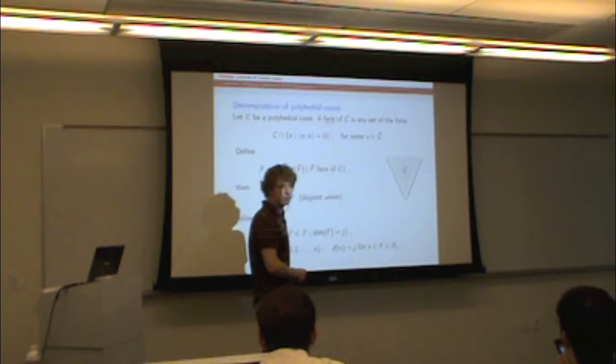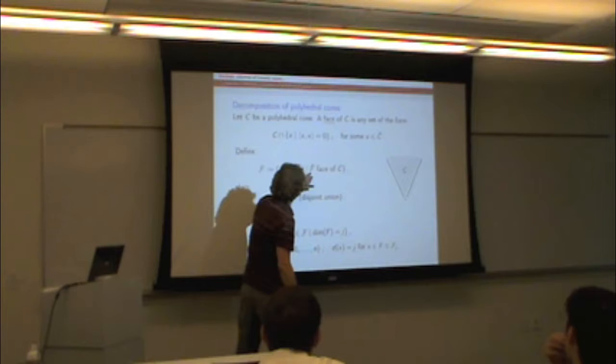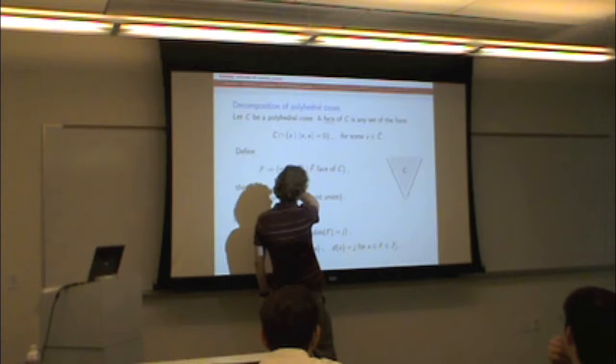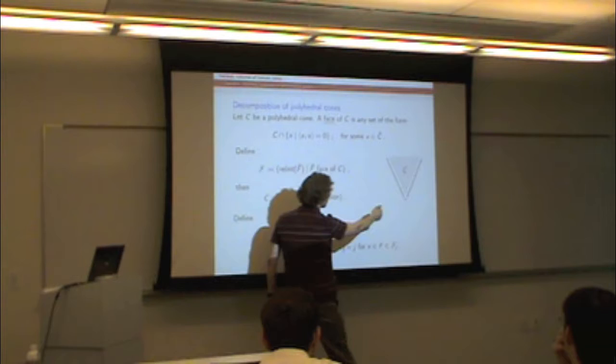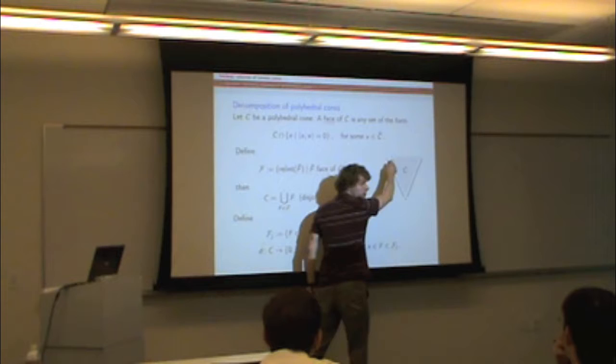Right. Excuse me, what is F bar? So F bar is just a face of C. So here we have the two-dimensional face. So one element would be the interior of the cone C. Right. So F bar could be one of those rays. The relative interior would be this half ray, or it could be the origin itself.